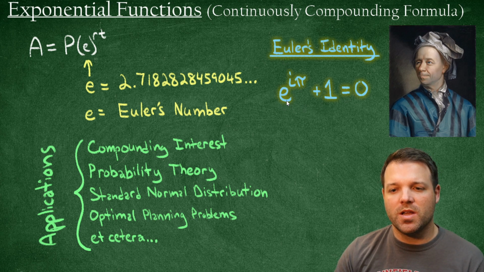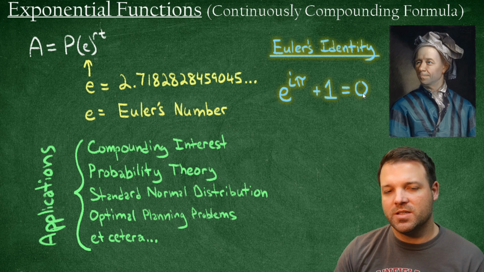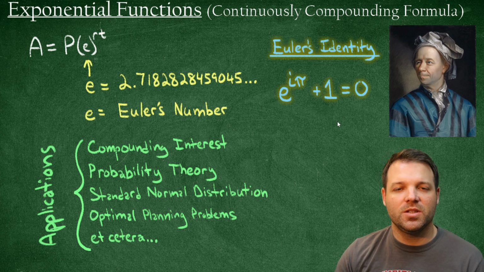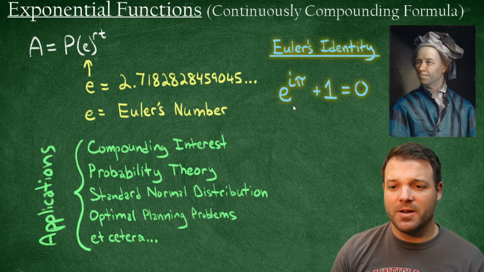Now that you know what e and pi are, we have Euler's identity, which is e to the i pi plus 1 is equal to 0. And this is commonly referred to as the most beautiful equation in all of mathematics. And there's a good reason for that.